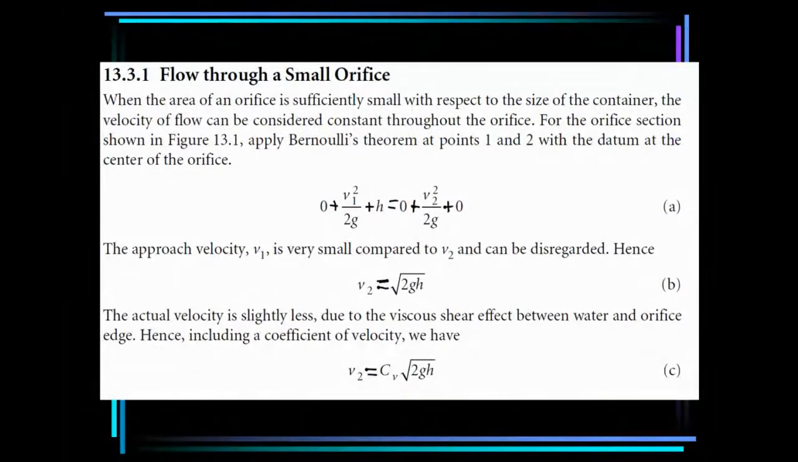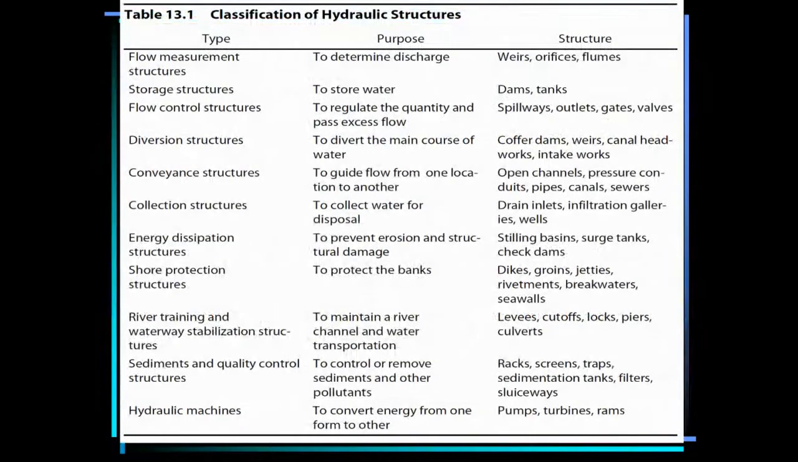Now, the first one here is flow measurement structures. The purpose of these structures is to determine discharge or flow rate. One of them is the orifice. We have weirs. We have flumes. So we will start with the orifice, then expand to weirs, and then look at flumes as well. These are the commonest flow measuring structures.